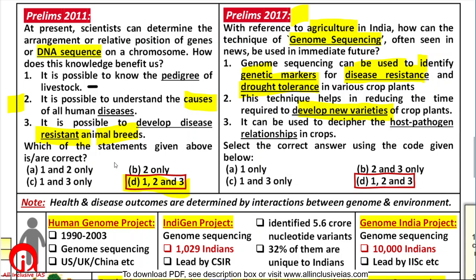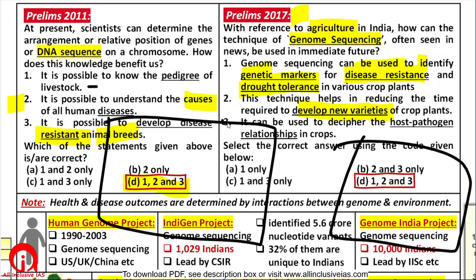Yes, of course. There are two varieties of wheat. This is the genome of one wheat variety, and this is the genome of another wheat variety. The genome of wheat variety 1 has a particular gene which gives it drought tolerance, but this wheat variety does not have drought tolerance due to the absence of this gene.